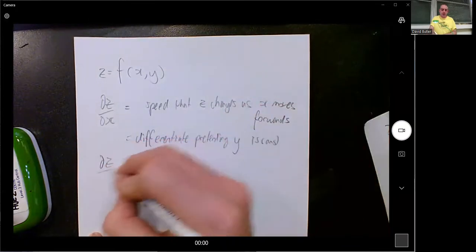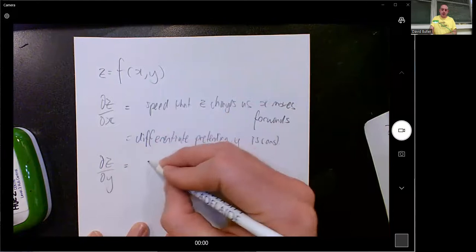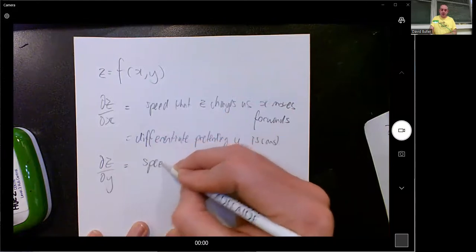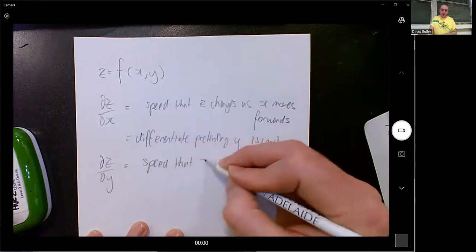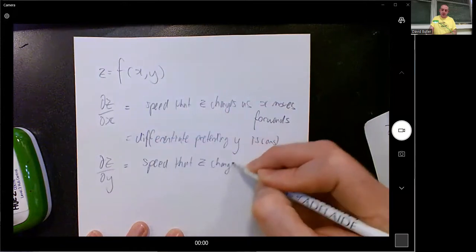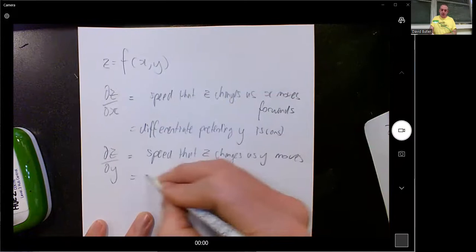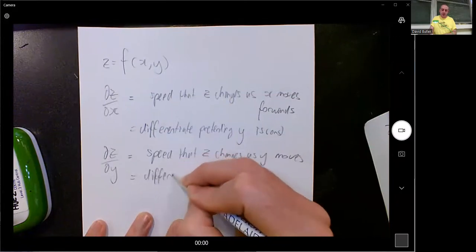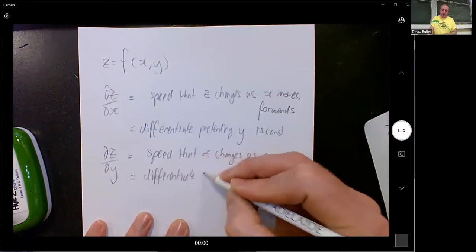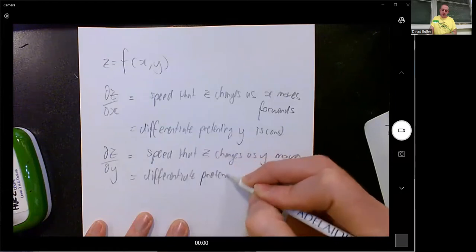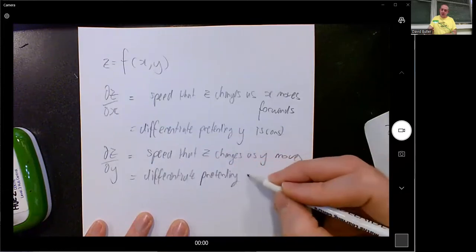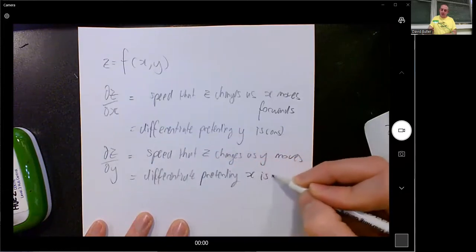And dz on dy is the speed that z changes as y moves, which is differentiate pretending that x is constant.